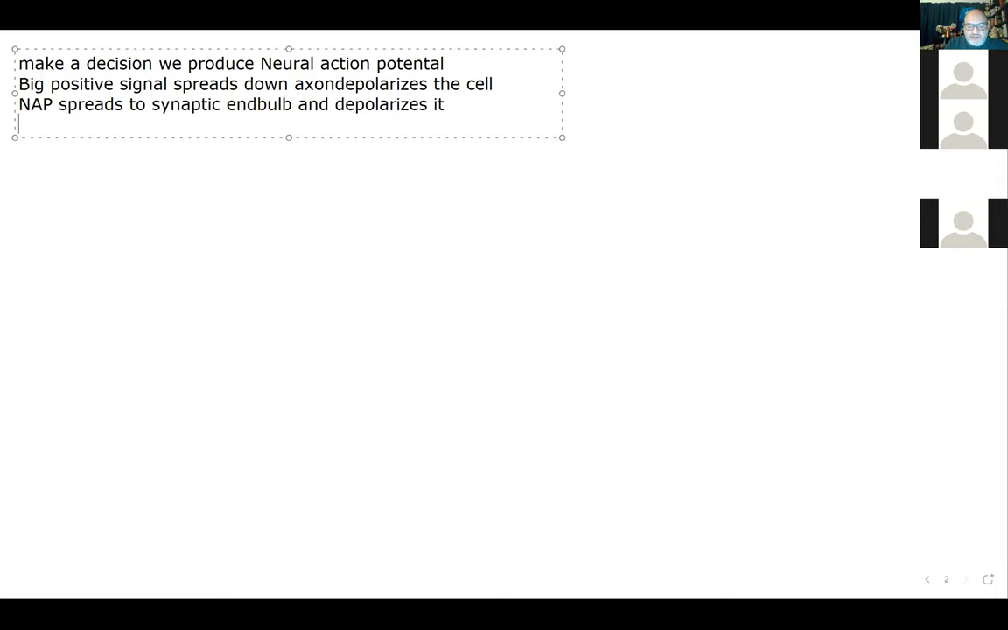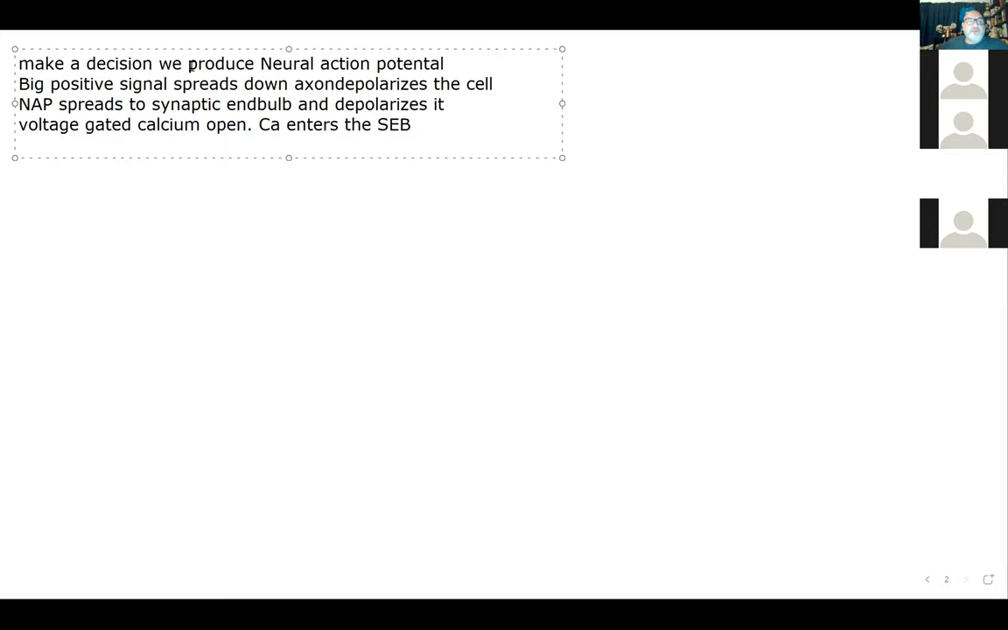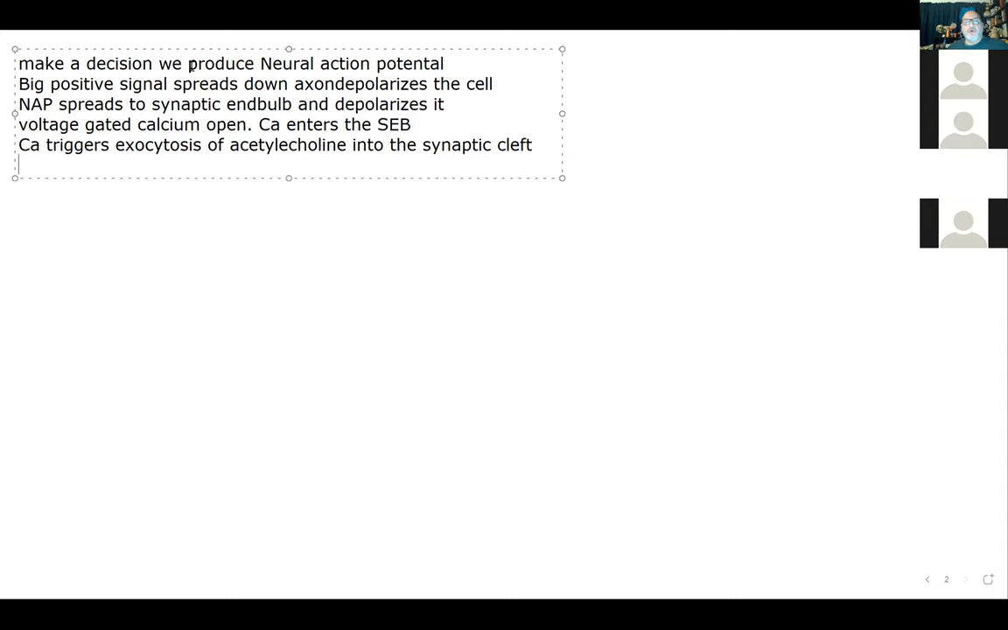Our voltage-gated calcium channels open. And when those voltage-gated calcium channels open, which way does calcium move? Inside the cell. Excellent. What does that calcium do? It triggers the exocytosis of acetylcholine into the synaptic cleft. Excellent, I like that. What happens once that acetylcholine is in the synaptic cleft? It diffuses across the synaptic cleft and it binds to the chemically gated cation channels.